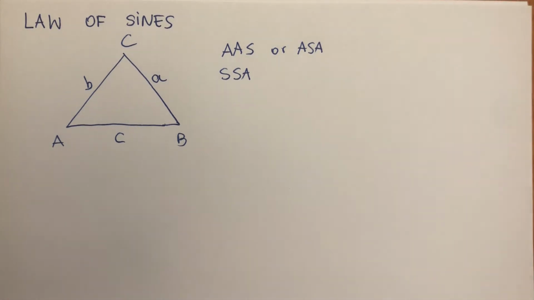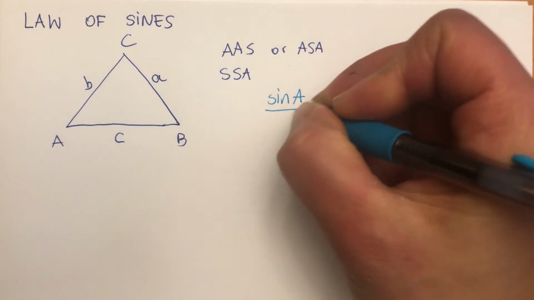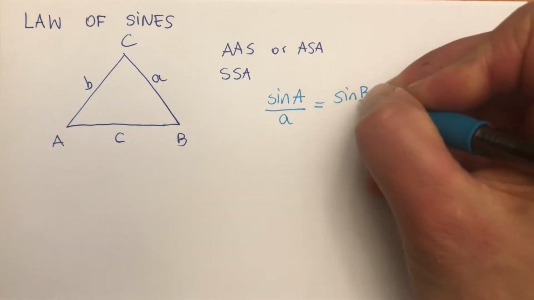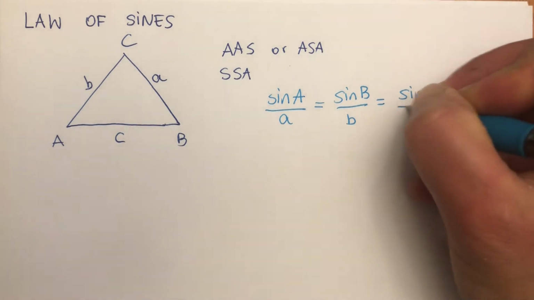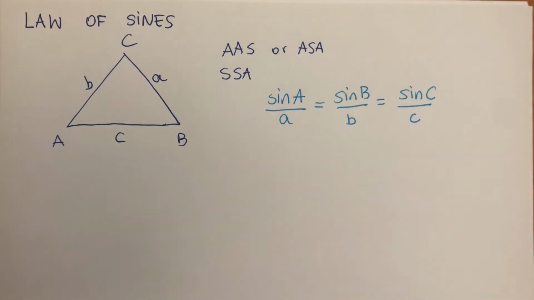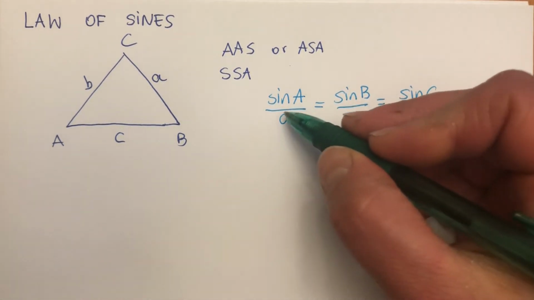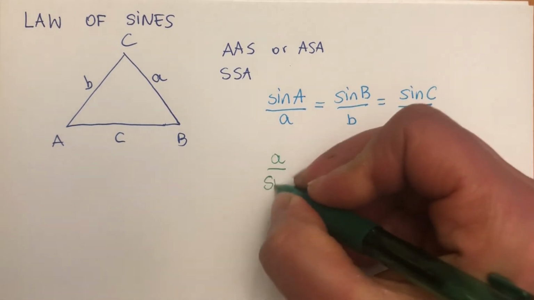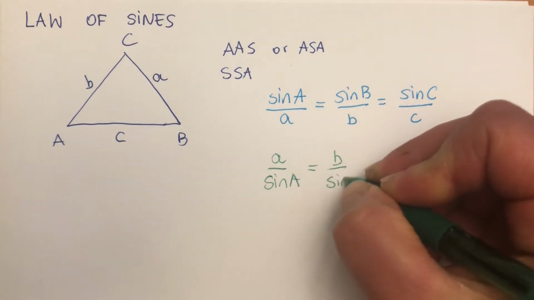All right, the definition of the law of sines says that sine of angle A divided by A is equivalent to sine of angle B divided by B, and this is equivalent to sine of C divided by C. Now of course we are not going to use this as three things. We will look at what is the given information, and then we will just use, for example, A divided by sine of A is equivalent to B divided by sine of B.